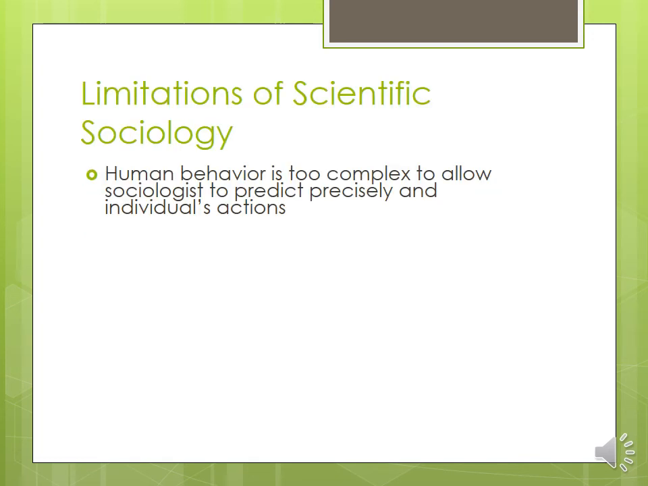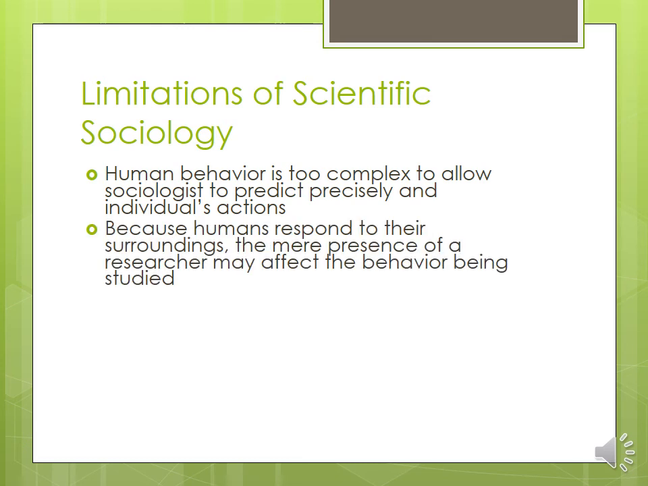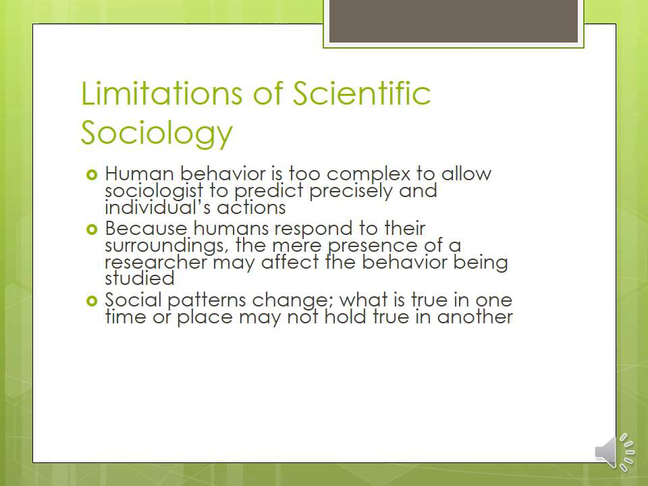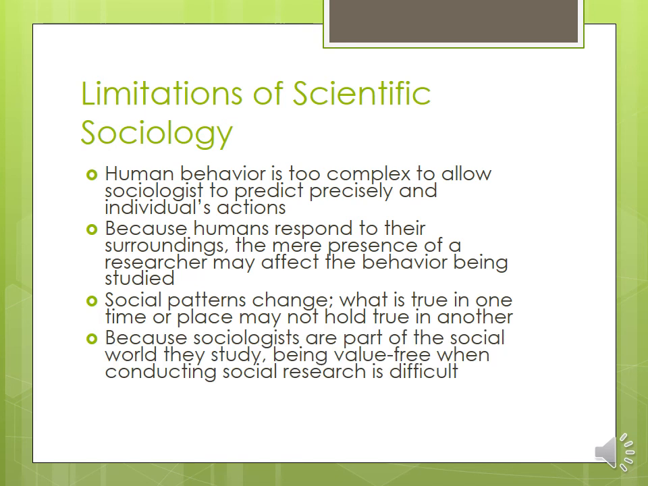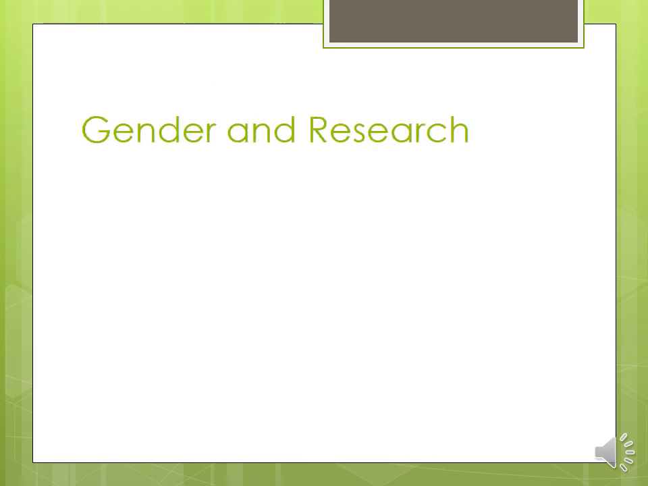There are limitations to scientific sociology. One, human behavior is really complex, and sometimes it's hard to predict, but even harder to control. Humans respond to their surroundings, so just having a researcher there can affect the behavior. Social patterns change, so what was true in 1960 might not be true in 1970, 80, 90, or now. Because sociologists are part of their world, sometimes it's really hard to do what Weber suggested and be value-free.